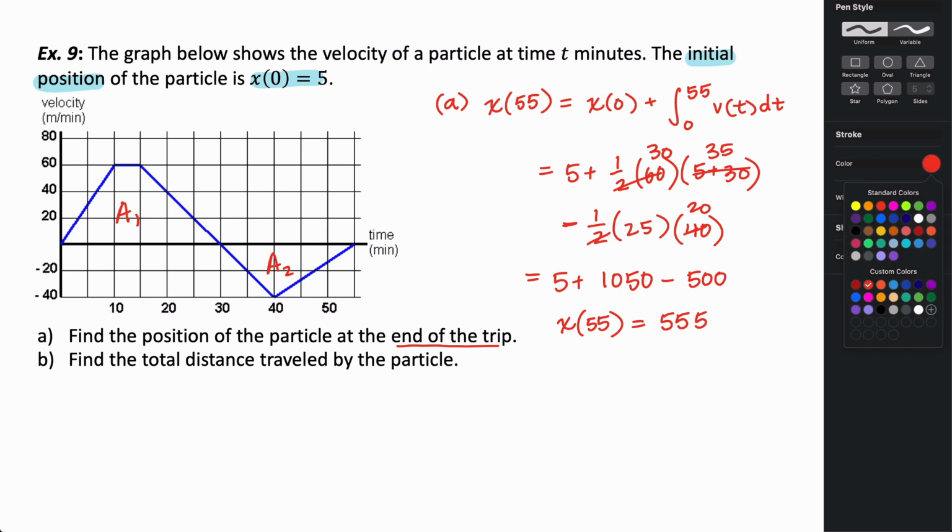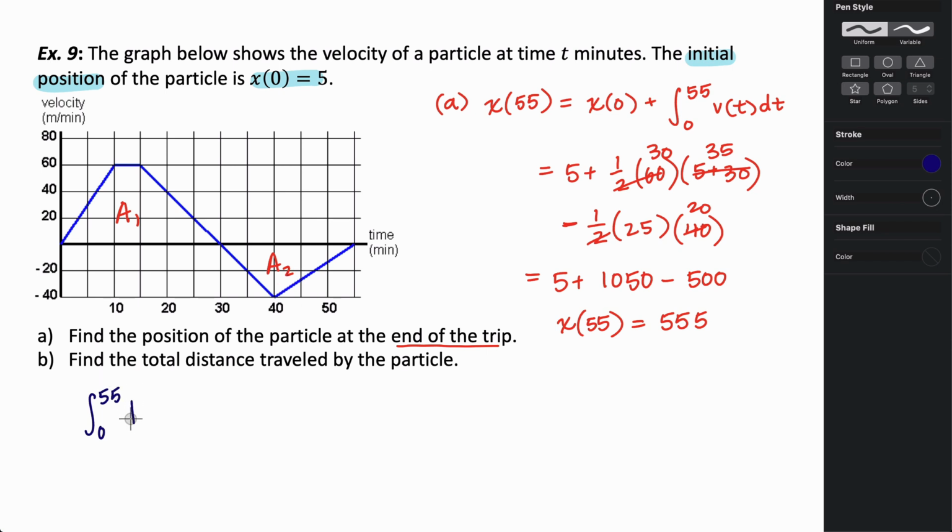All right, and then the last part is the total distance traveled. So remember, the total distance traveled for part B is the integral from 0 to 55 of the absolute value of v of t dt. So in this case, it's going to be the integral from 0 to 30 of our velocity function, plus the integral from 30 to 55, but for the opposite of our velocity function, because it's negative and we want it to be positive.